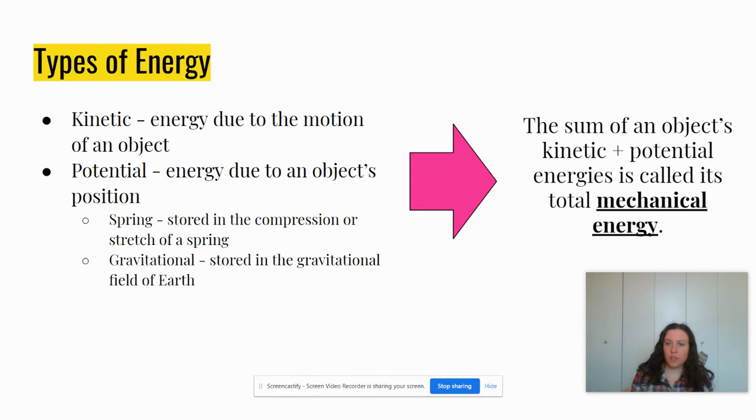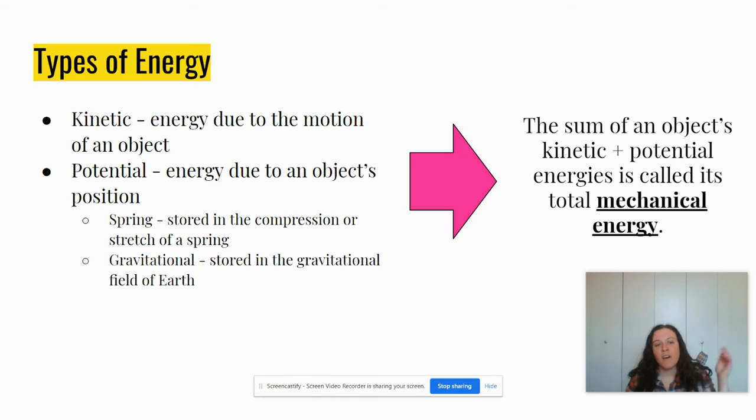So mechanical is just the sum of kinetic plus potential. Now, kinetic energy is energy due to the motion of an object. Potential is the energy due to the object's position. So two main types of potential we talk about is spring. So it's stored in the compression or stretch of a spring. Now, did not bring my springs home with me. So best spring example is curly hair.